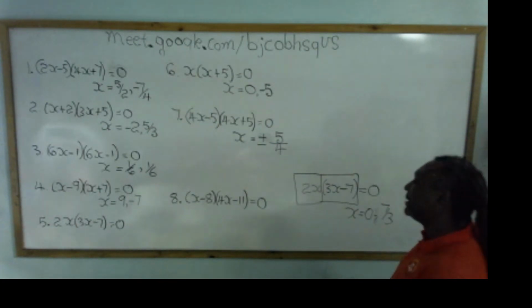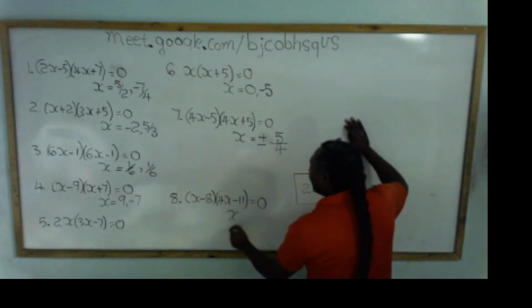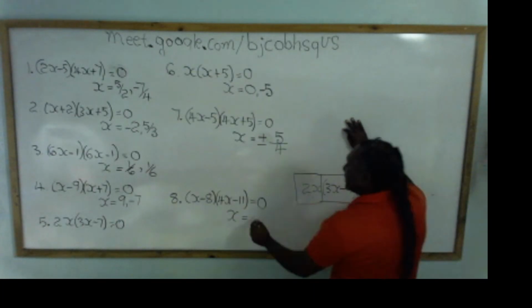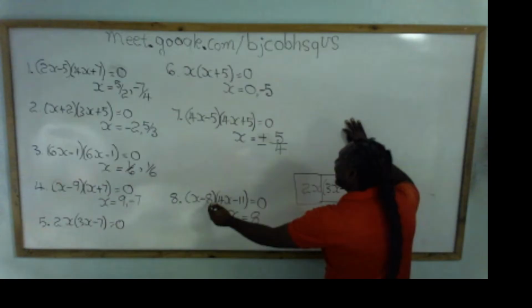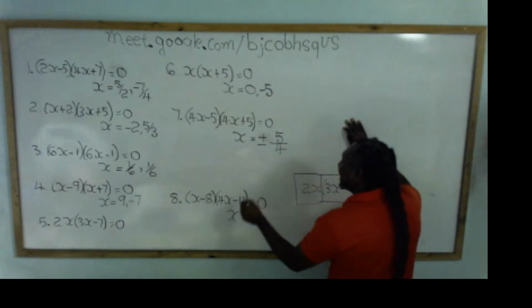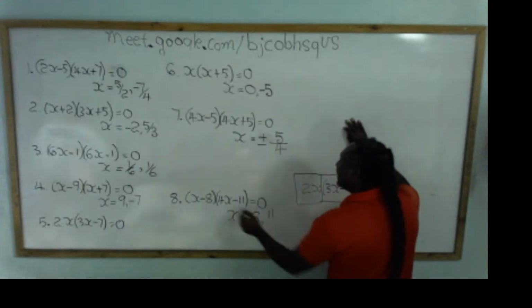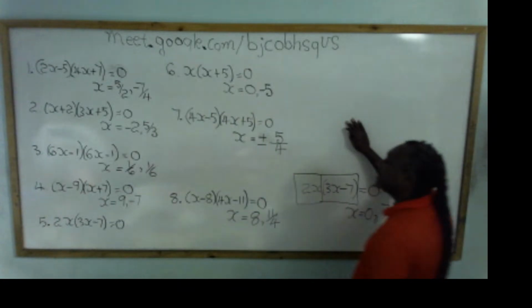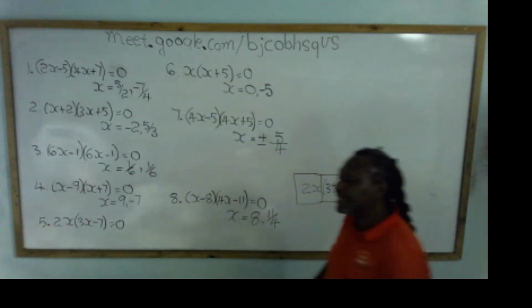Finally, what do we say about this one? Eight. We'll eliminate this negative 8 by adding 8, that's all. And then in the next case, we'll eliminate the negative 11 by adding 11, and then we'll eliminate the 4 by dividing by 4. And that's all there is to it.